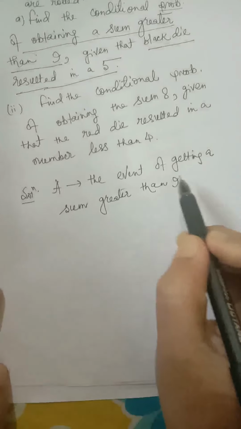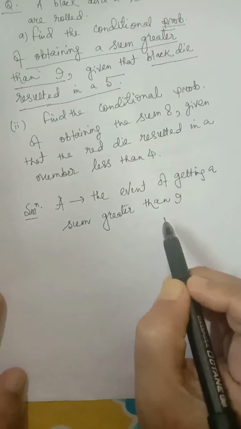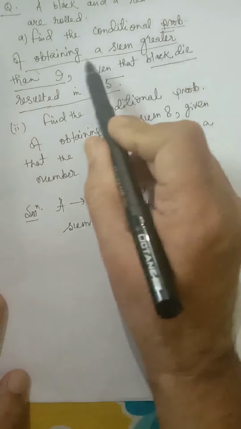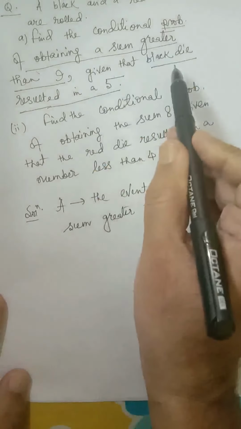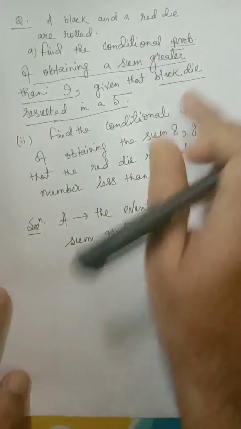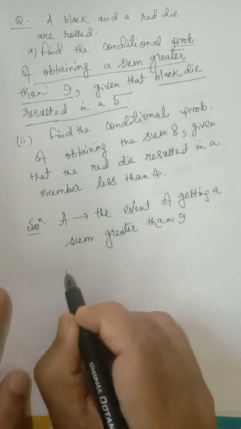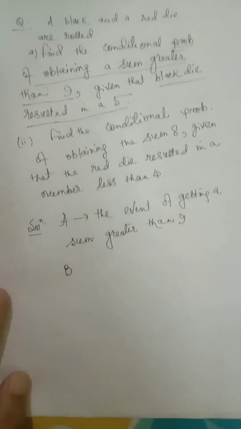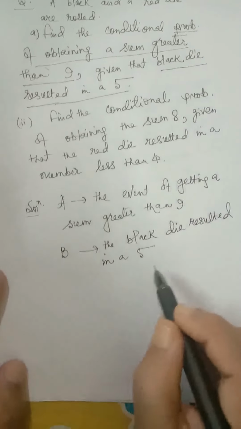Let A be the event of getting a sum greater than 9. We have to find the probability of this. The given condition is that the black die resulted in a 5. Black die means the first die, so we'll denote this by B. Let B be the event that the black die resulted in a 5.